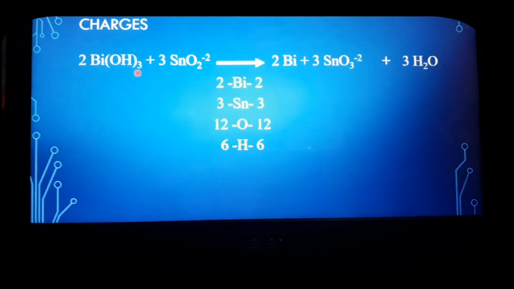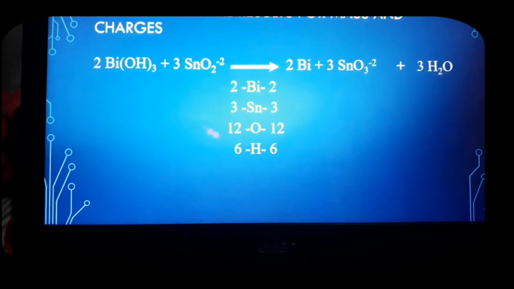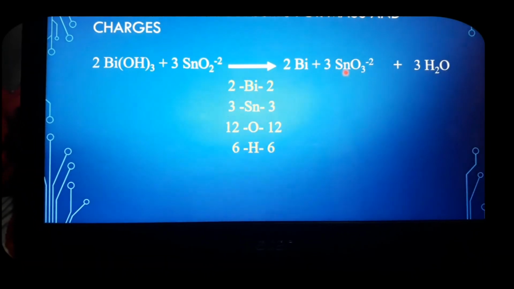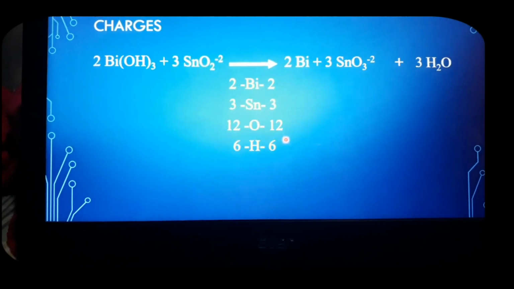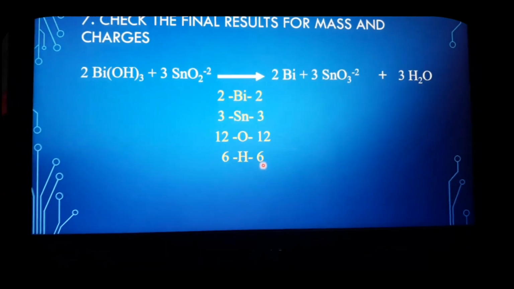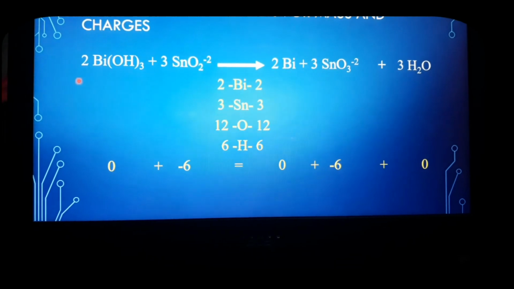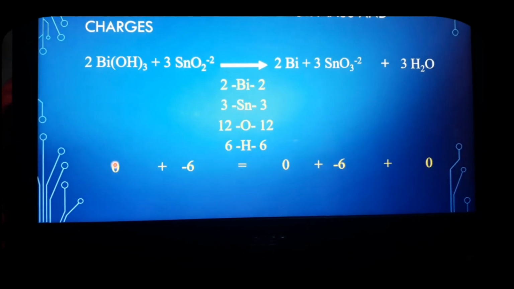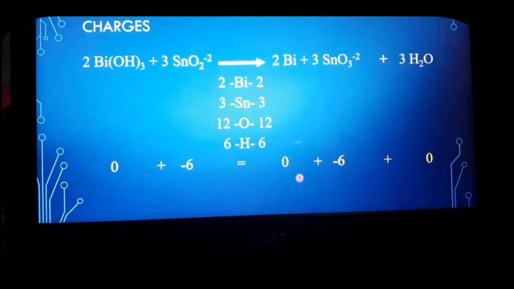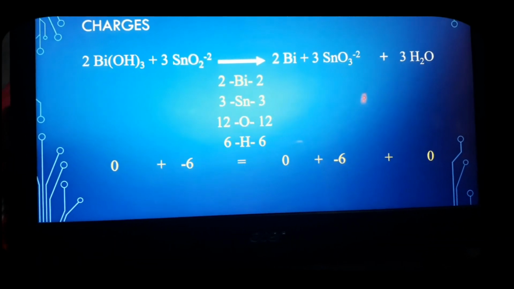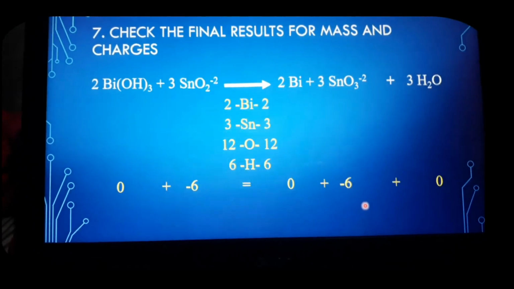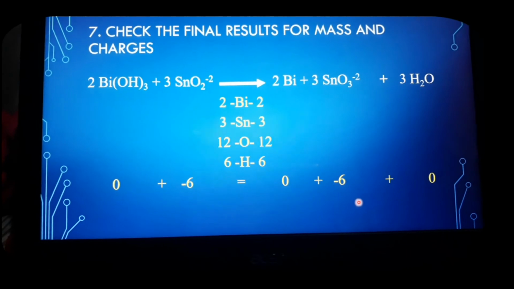So we have now the hydrogen. For hydrogen, we have 3 times 2, that is 6. And then here we have hydrogen, 3 times 2, that is 6. So we have a balanced mass and atoms. So let's proceed now with the charges. There's no charge, that is 0. That is 3 times 2, that's negative 6. And here, that is 0. And here, that is 3 times 2, that is negative 6. And for the water, that is 0. So we will notice that we have balanced mass and balanced charges.